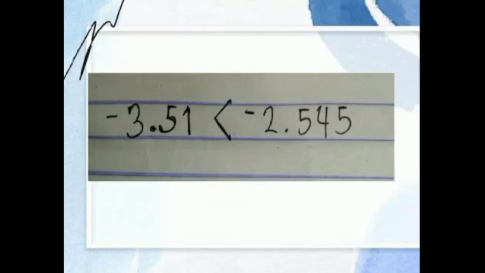So the decision is to reject the null hypothesis, since negative 3.51 is less than negative 2.545. And then the conclusion is that the statement should be rejected because the light bulb's average lifetime is not equal to 36 months. And that's all.